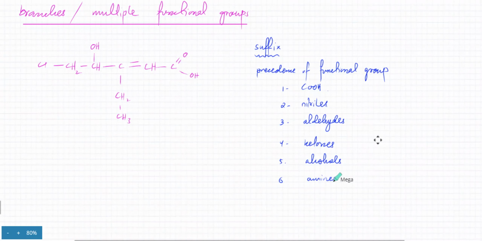Is this clear? Ibrahim, is this clear? Abba, is this clear? Minail, is this clear? Yes, sir. Baza, clear? Yes, sir. So, this molecule over here has carboxylic acid, so you're going to call it a carboxylic acid.